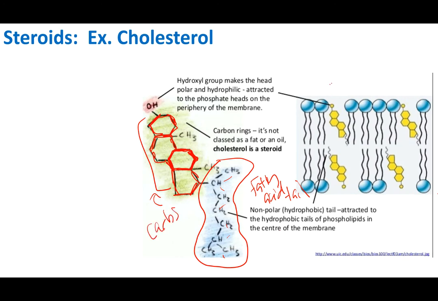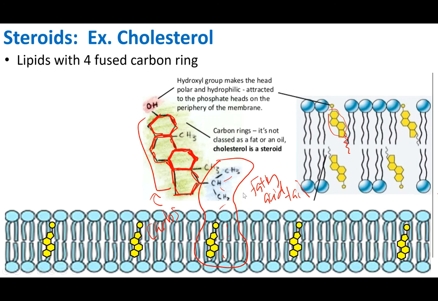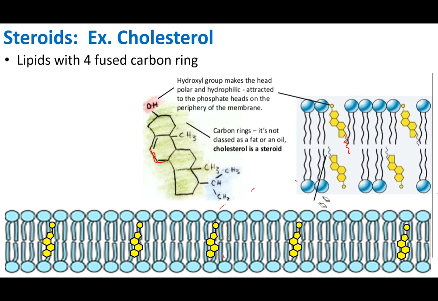So we have a hydroxyl for a head. Here are our carbohydrates, but it's got that fatty acid tail on it. That's cholesterol. And cholesterol is super important in maintaining the cell membrane. So here you go. It's lipids with 4 fused carbon rings. So here's the lipid tail. Let me get all my chicken scratch out of here so you can see better. So all these things, the blue ping pong balls with the tails, those are phospholipids.